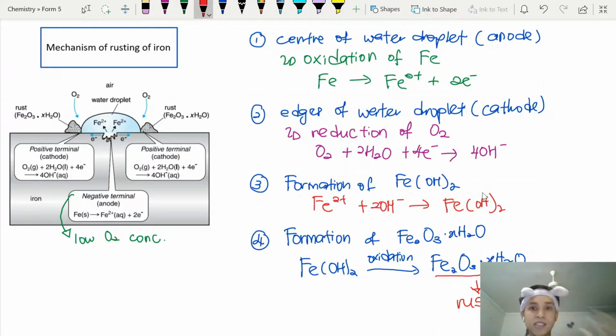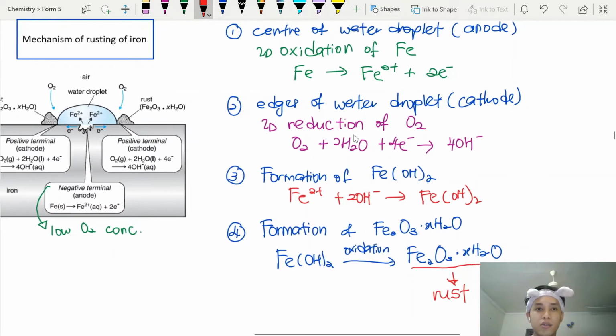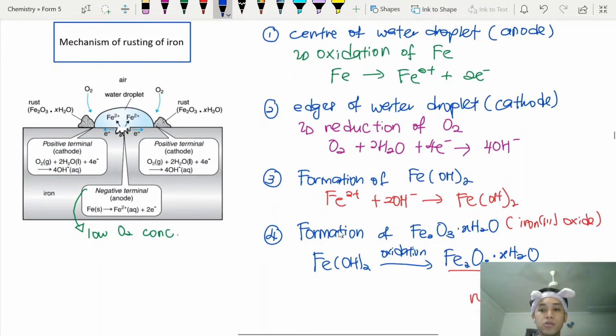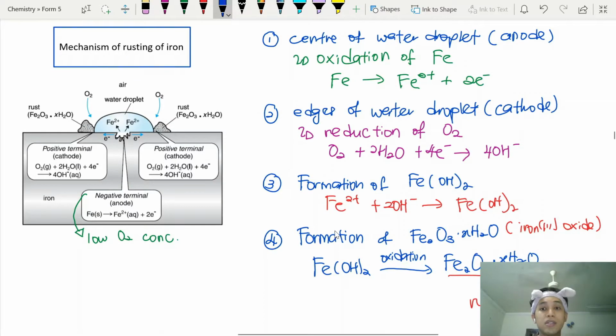If it's in the objective questions, and they ask you for the chemical formula of rust or which one is rust, you need to know that rust is your iron 3 oxide. So maybe I'll just write the name for you. Iron 3 oxide. The color is brown. So these are the stages of the mechanism of rusting.